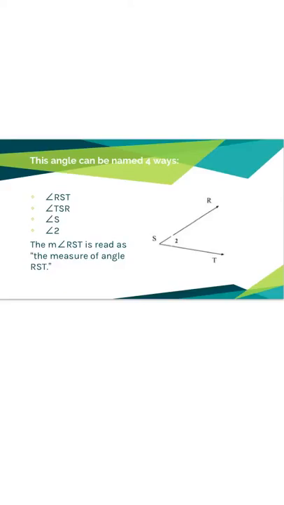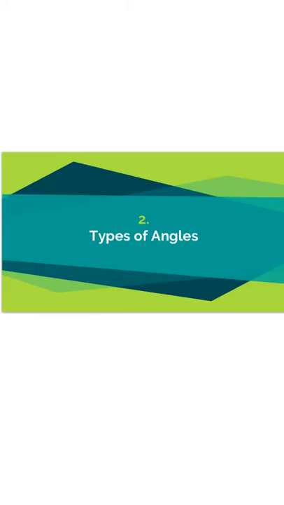This angle can be named in 4 different ways. It can be angle RST, or it could be angle TSR. It could also be angle S, because that's what's at the vertex, or angle 2, which is on the inside at the vertex. If you see M, this angle sign, RST, it's read as the measure of angle RST. M stands for measure. Now let's look at the types of angles.